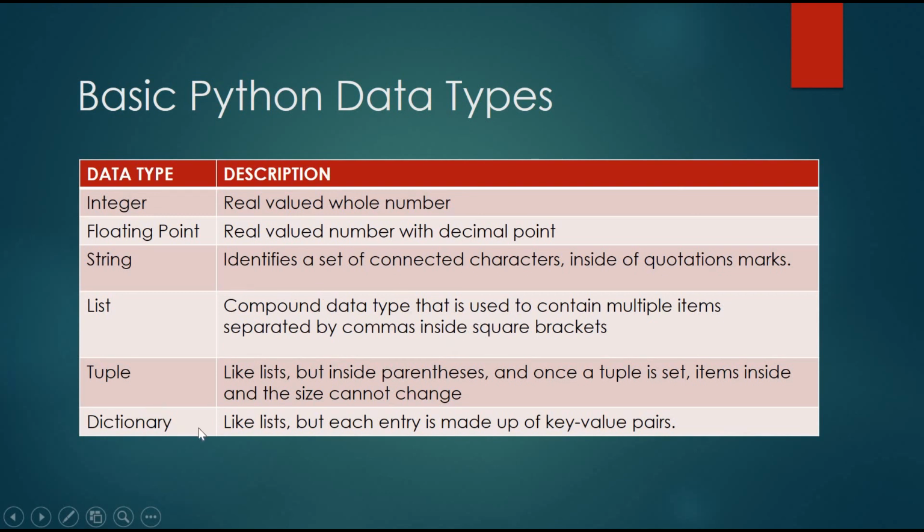Then finally, there's the dictionary, and it's not like the dictionary you use to look up words. It's like a list, but each entry is made up of key value pairs, which is like a dictionary where the key would be the word and the value would be the description of that word. We'll be dealing with dictionaries and tuples later on in this course. However, for right now, go ahead and put those on the side, and we'll cover those later.